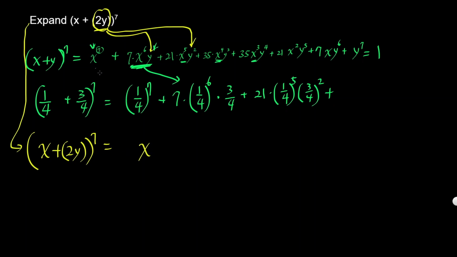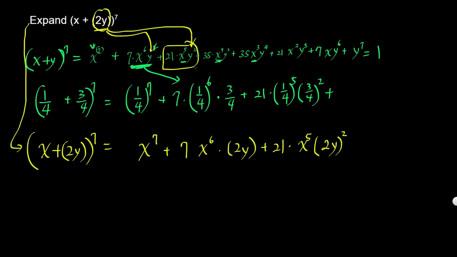So x doesn't get affected, x to the 7th plus 7 times x to the 6th times now y. Instead of y, I have to put 2y now. And then plus 21 times, let me just do a couple in the beginning, x to the 5th times, instead of y, it's going to be 2y raised to the 2nd power. This term right here is the third term. Get it?